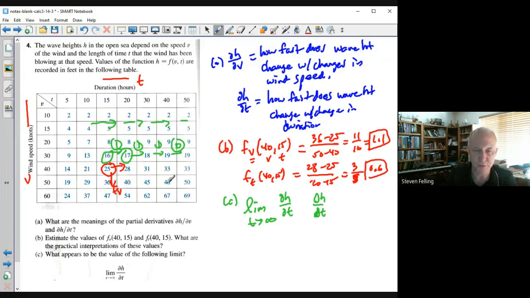They start out bigger, but then they get smaller and smaller. So I would say that that limit is equal to 0. In the limit, it appears that it's approaching 0. Which basically means that at a certain wind speed, after a while, it doesn't really matter how long it's blown, the waves are only going to get so tall, and then they're not going to change anymore. Okay? All right.